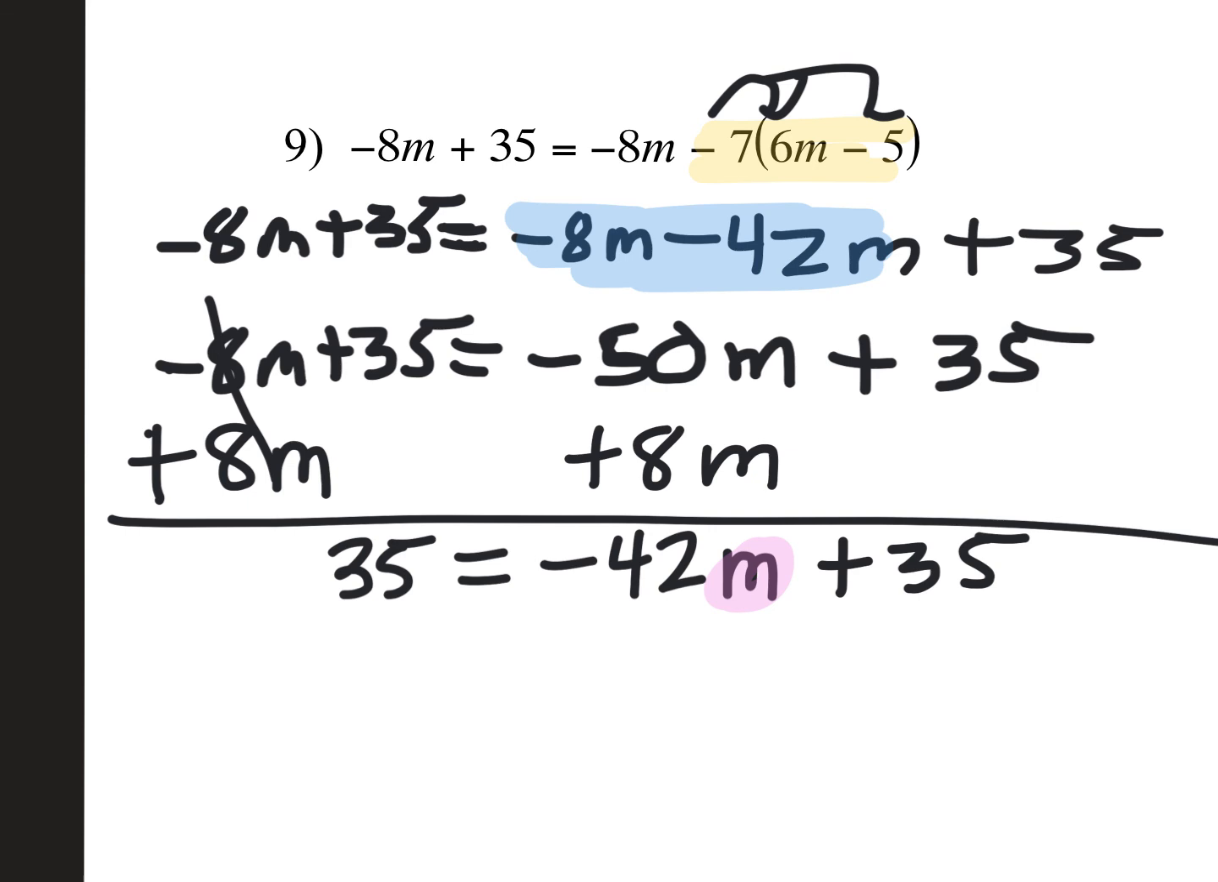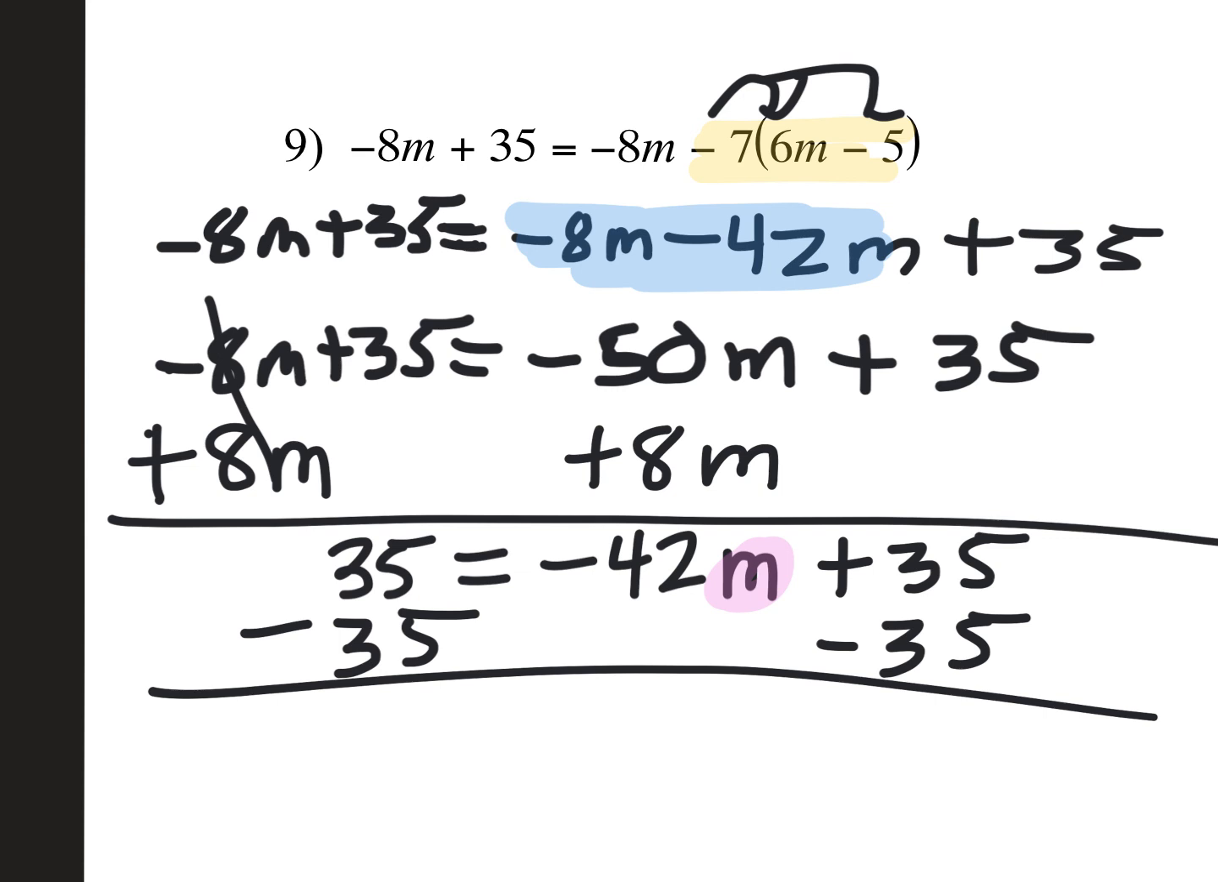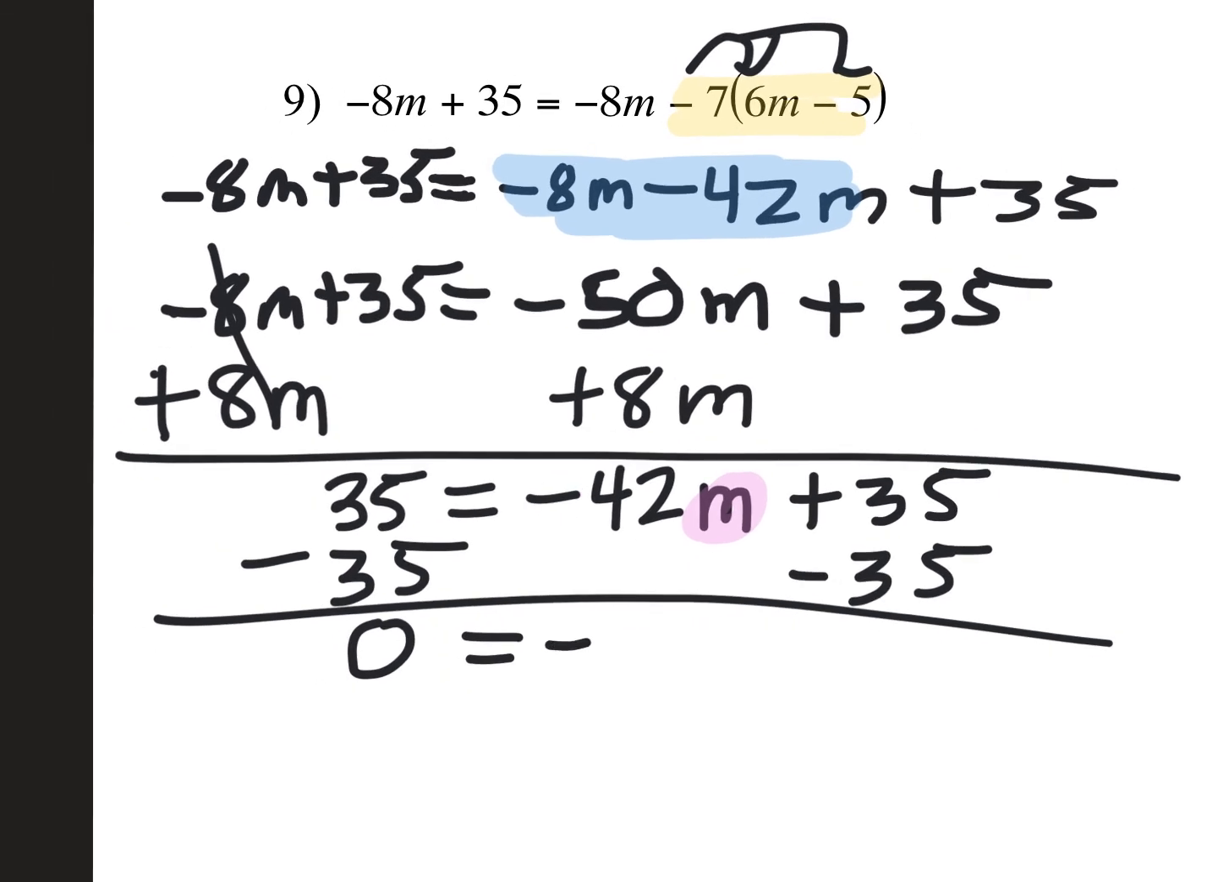How do I get rid of a plus 35? Minus 35. And do it to the other side as well. You can't just forget about this side of the equal sign. They technically cancel each other out, but you need a 0 there. Don't just say, I'm done. There's nothing over there. And bring down the negative 42m.